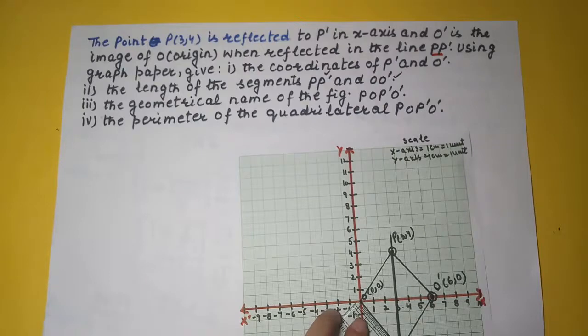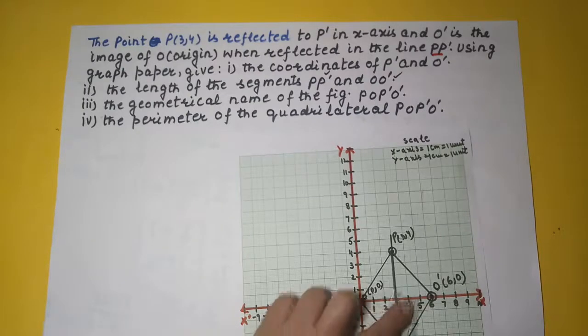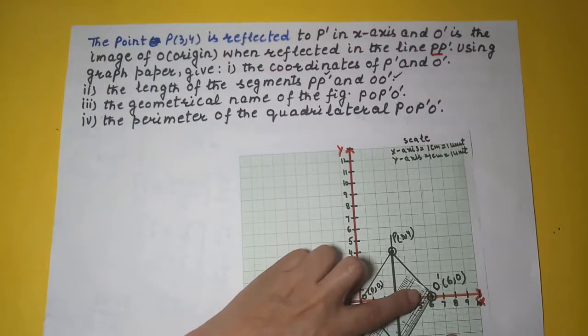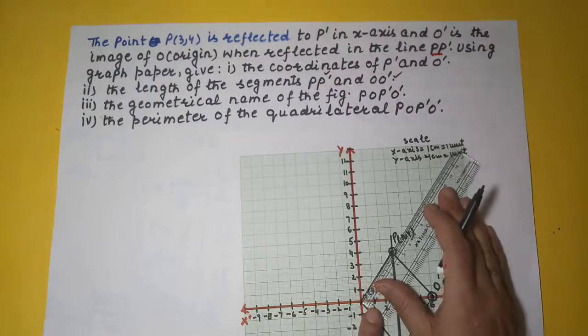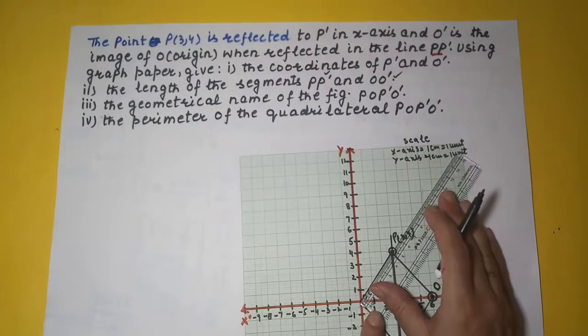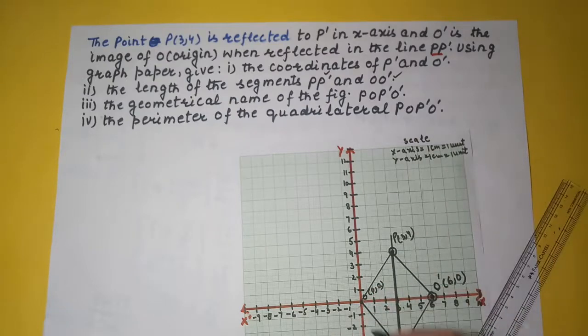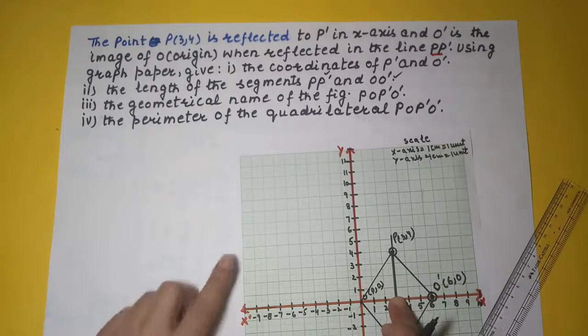As you can see, all the sides of this are 5, this is also 5, this is 5, and this is also 5, right? So it is a rhombus. It can't be a square because each angle is not 90 degrees. So it has to be a rhombus.